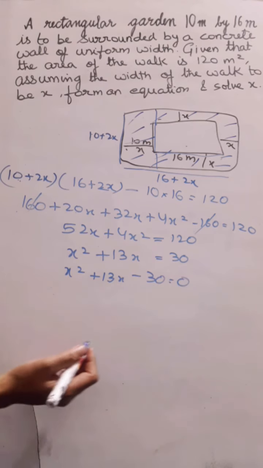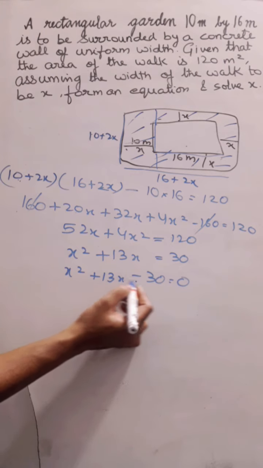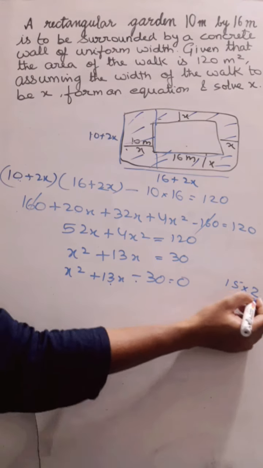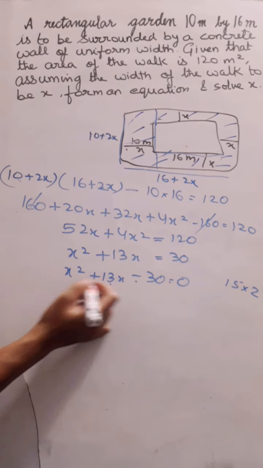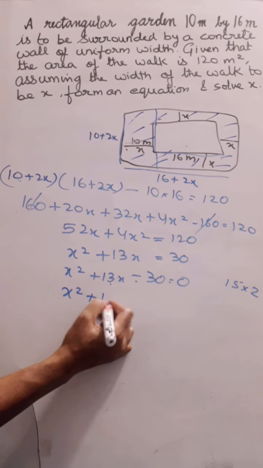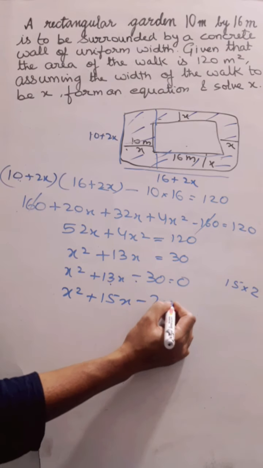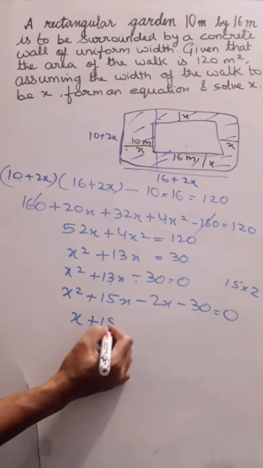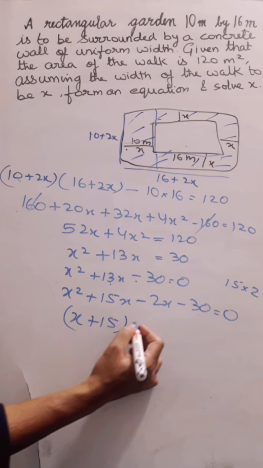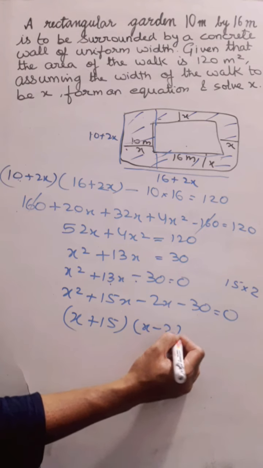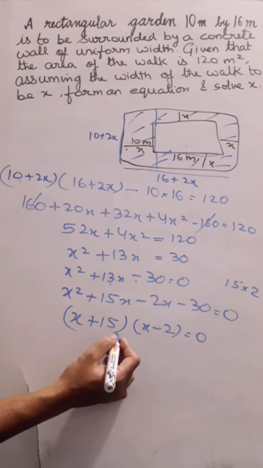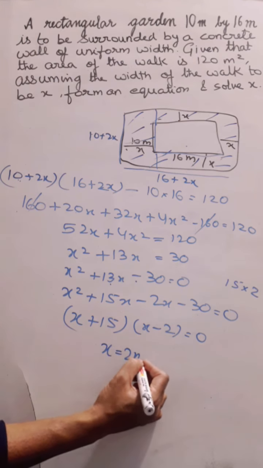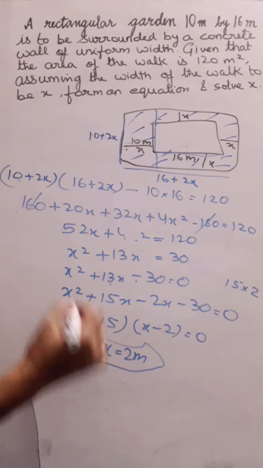Now here we have factors which on subtraction should give you 13. So 15 into 2, on subtracting you will get 13. So here I can write x square plus 15x minus 2x minus 30 equals to 0. Now I can factor out. I will have one factor as x plus 15 and another factor as x minus 2 equals to 0. Now from here x is negative, that is not possible. So x is equal to 2 meter will be our required answer.